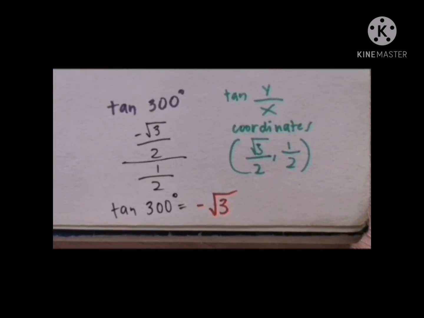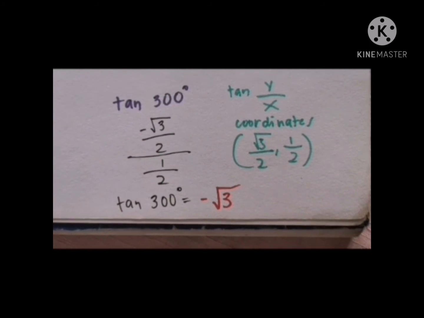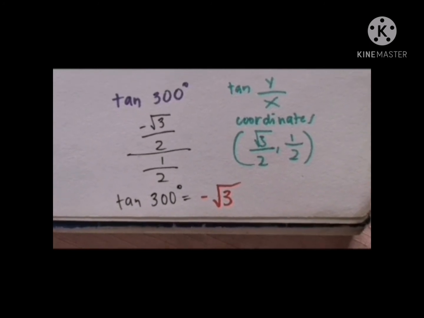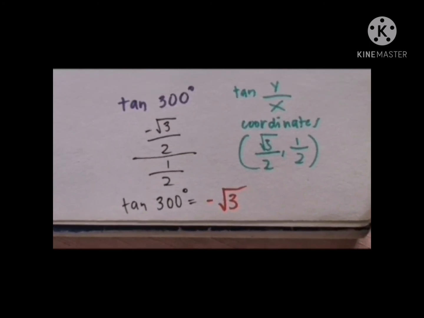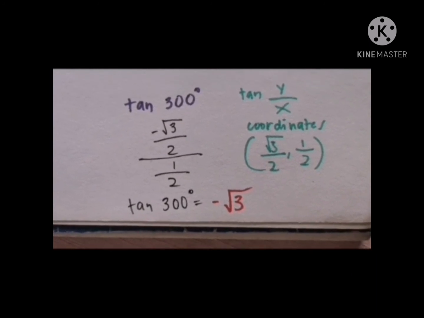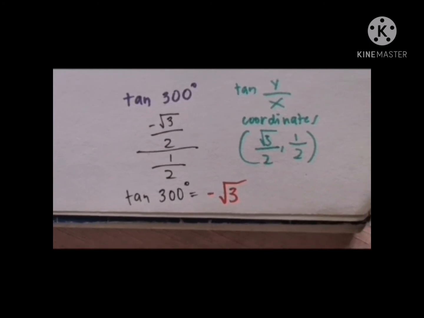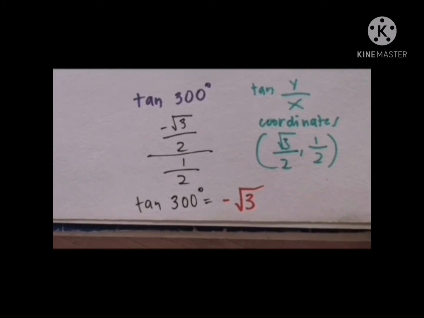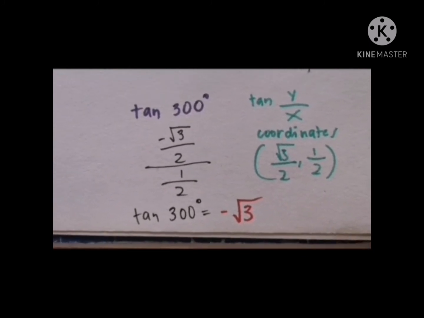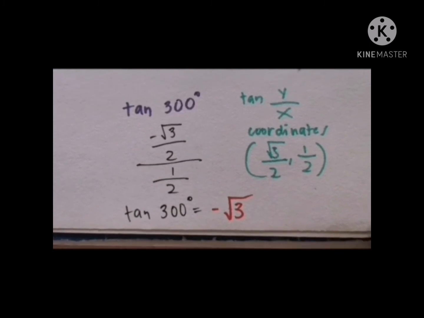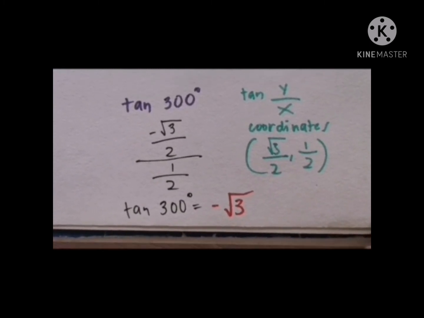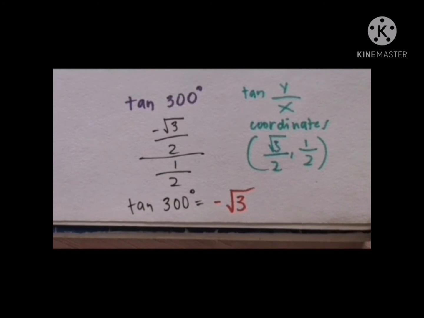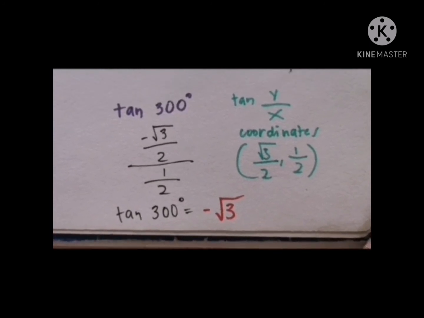Next question, let us find the tangent of 300 degrees. So its coordinate is square root of 3 over 2 and 1/2. We're going to apply that to the equation. Negative square root of 3 over 2 divided by 1/2 will be equal to negative square root of 3. And that is how easily you can evaluate the tangent function on a unit circle. Hope you learned a lot for today.